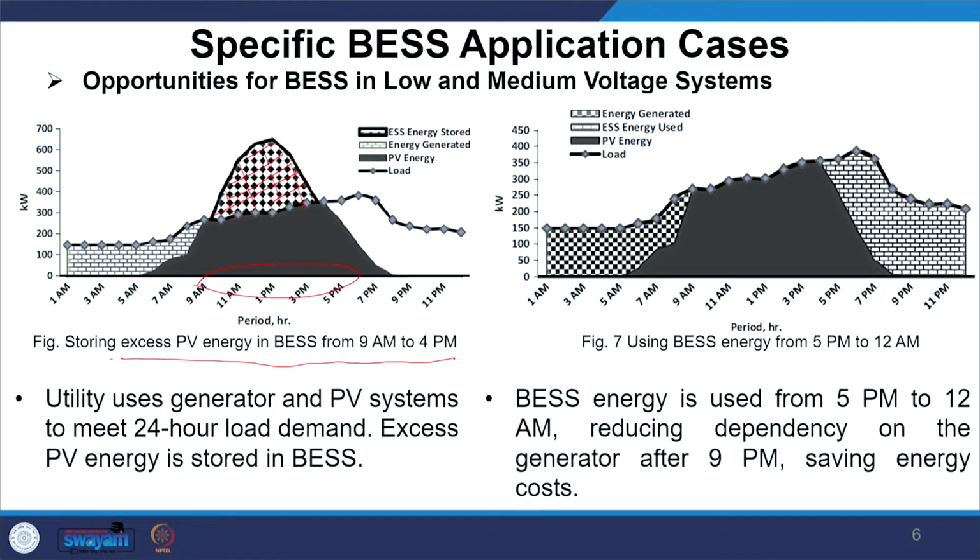Now, if you like to discharge the battery between 5 p.m. to 12 a.m., which is considered to be the evening peak, BESS energy is used from 5 p.m. to 12 a.m., reducing dependency on the generator after 9 p.m. and saving energy cost. So, what you've basically done is captured this segment through your battery and discharged to different zones so that the cheaper renewable energy can be utilized during peak hours.